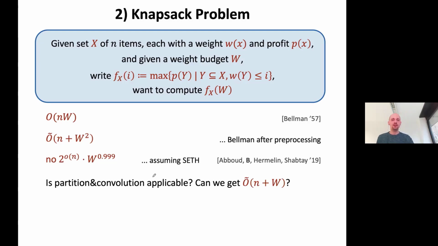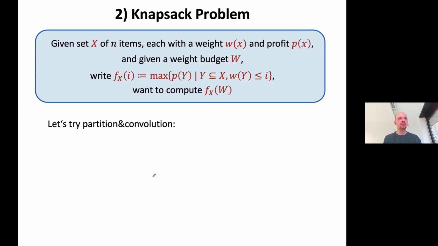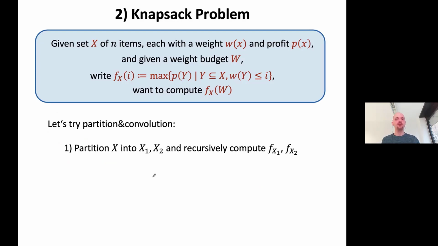And of course, we can ask whether the same kind of improvement as for subset sum is also possible for knapsack. So whether we can get time near linear in W or n plus W. So let's try this partition and convolution approach. What we do is we split the items into two subsets. We recursively compute their solution functions, fx1 and fx2. And then we want to compute the solution function of the original problem from the solution functions of the subproblems.